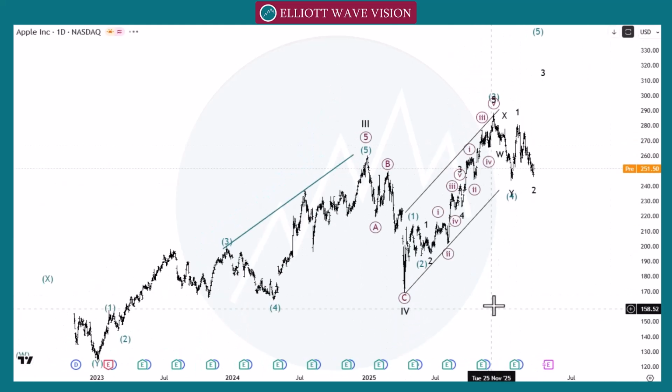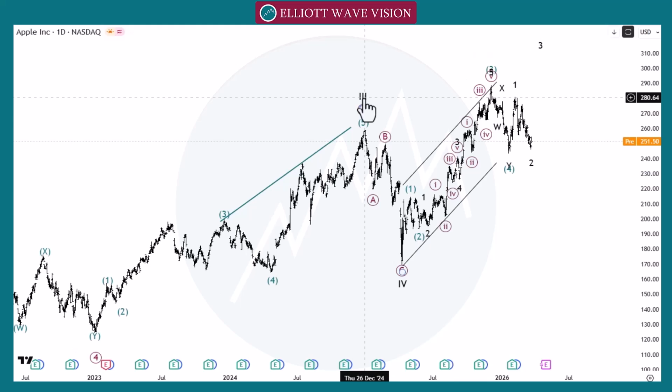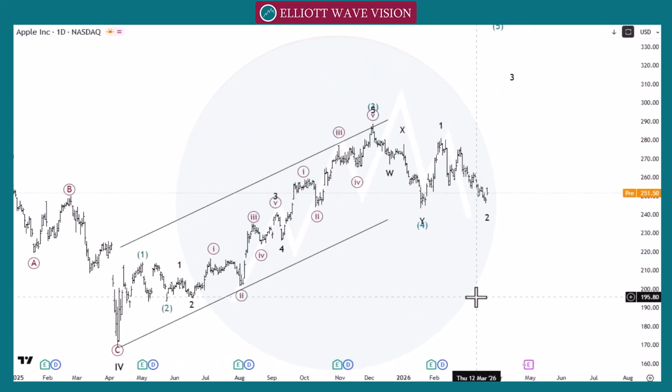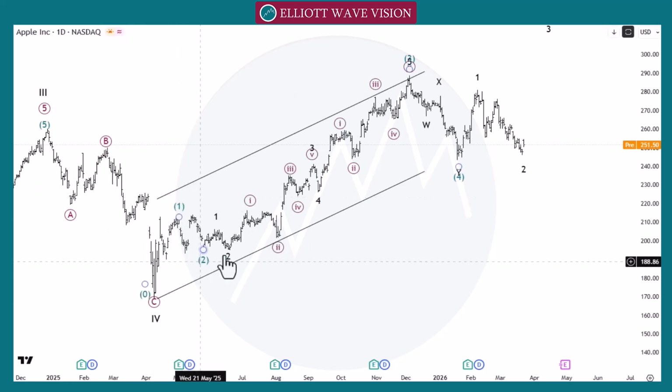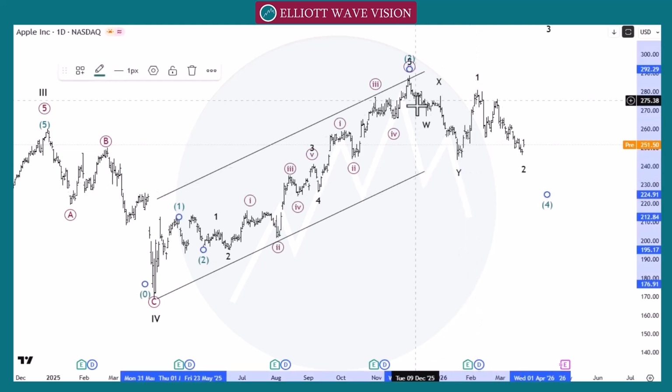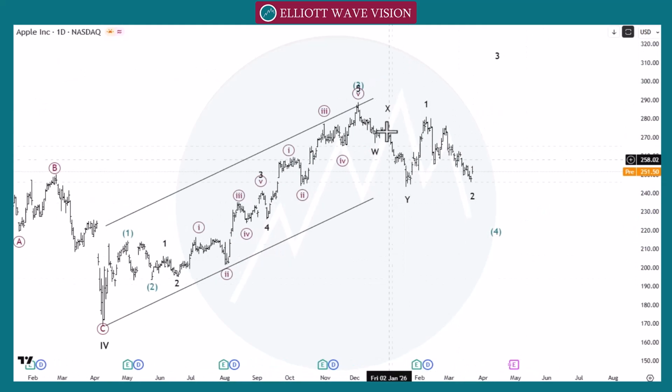So in Apple, after this black wave 3 and black wave 4, we count this structure as a green wave 1, 2, green wave 3. Now this green wave 4 may still be in play as a B and C, or as a W, X and Y, or we can count this move as a triangle like wave A, wave B, wave C, wave D and wave E. Then the market goes towards the bullish side.